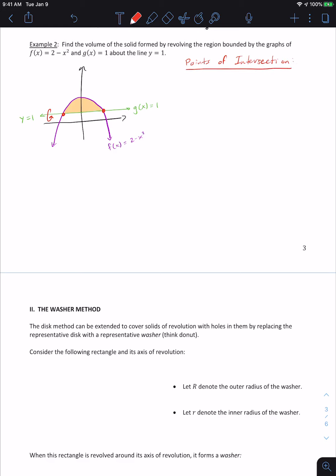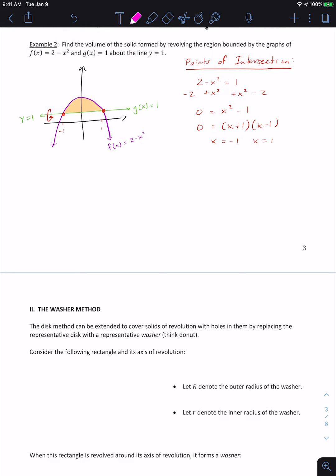In order to do that, we need to figure out when 2 minus x squared equals 1. Right? Because that's when f of x equals g of x. So we add x squared, we subtract 2. We get 0 is equal to x squared minus 1, which factors to be x plus 1, x minus 1, so I get x equals negative 1 and x equals 1. So that's where we start and where we finish. So now we need to determine the radius.